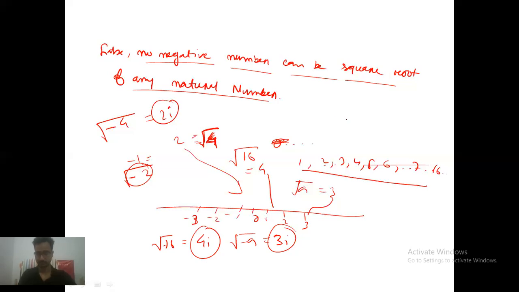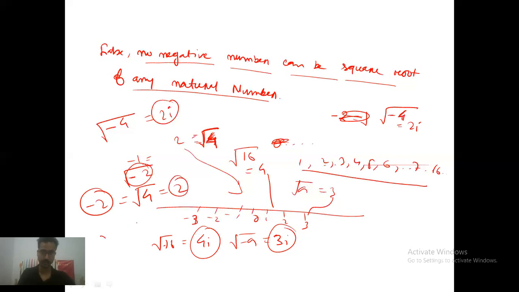Now see, suppose -4. Root over -4 is 2i. Yes or no? So a negative number cannot be the square root of any natural number. Root over 4 will be 2, not -2. Root over 9 will be 3, not -3. So that's why no negative number can be the square root of any natural number.